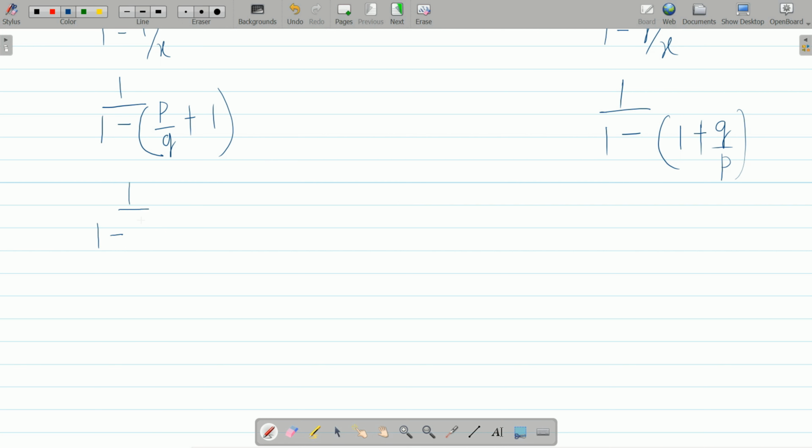To solve this we will use the minus to expand the bracket, so we have minus p over q and minus 1. From here 1 minus 1 is 0, so we're left with minus p over q. In equation 2 as well, we use the minus sign to expand the bracket. Evaluating this gives 1 minus 1, which is 0, then we're left with 1 over minus q over p.